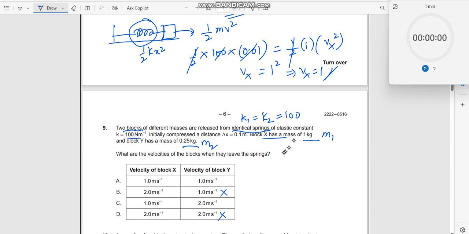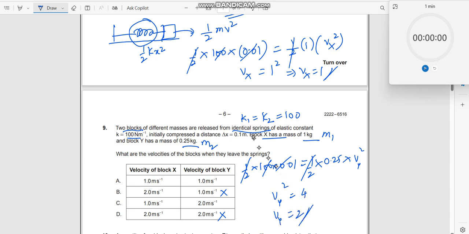Now we need to find the value of vy. How do I find the value of vy? Once again use the same formula. So half into 100 into 0.01 squared should be equal to half multiplied by the mass of the second one, which is 0.25, into vy square. I do not know this value. So this goes away, this goes away, this goes away. So vy square is equal to 1 over 0.25, which becomes 4 over here. So vy should be equal to 2. So the answer is 1 and 2.